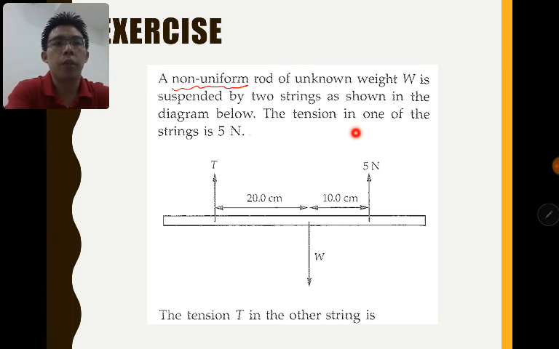Okay, so the tension on one of the strings is 5 Newton. It's labeled here, 5 Newton. It's 10 cm from the W. This is basically the CG, center of gravity, not in the middle. And you are asked to find the tension in the other string. That's the question mark here. So obviously we are going to take the point of moment at this center of gravity, because we don't want the second unknown, which is the weight.